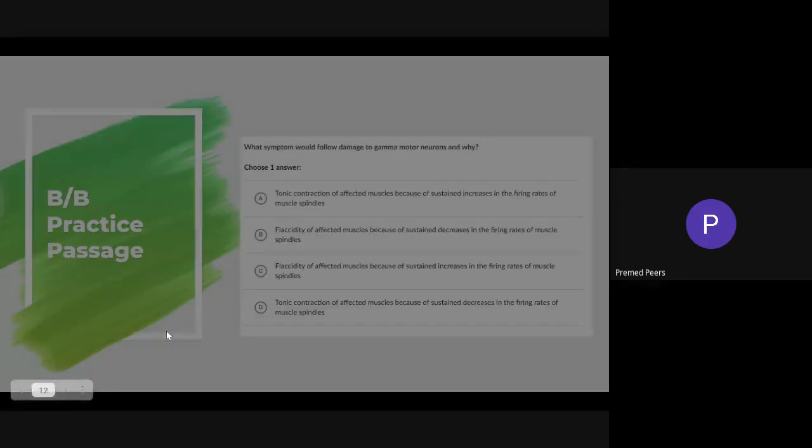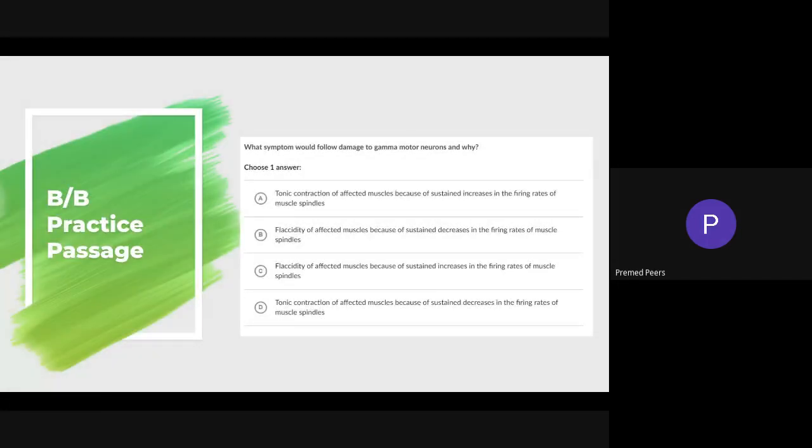Okay, and then moving on to our last question. What symptom would follow damage to gamma motor neurons and why? If you'll remember, the gamma loop that's described in the passage is important for maintaining passive muscle tone. So the loss of passive muscle tone would result in what's described here as flaccidity, right? Tonic contraction refers to a sustained contraction, and that's the opposite of what you would expect if a gamma loop was present. So that's why you can cross out A and D. So you have to choose between B and C now.